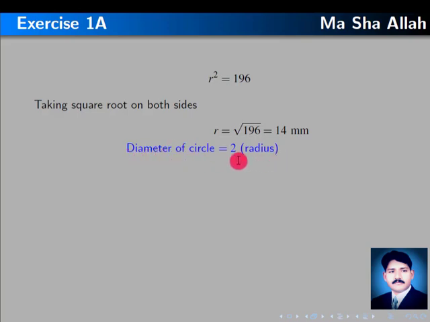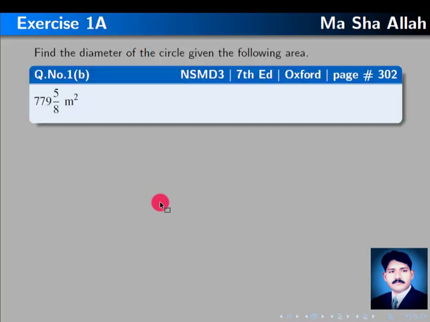As we know, the diameter of a circle is equal to 2 times the radius, or we can say the diameter is double the radius, or the radius is half of the diameter. Here we can write the diameter of the circle is equal to 2r. We put the value of r, which is 14, 2 times 14, which is equal to 28 millimeter. Hence the diameter of the circle is 28 millimeter, which is the answer of this problem.